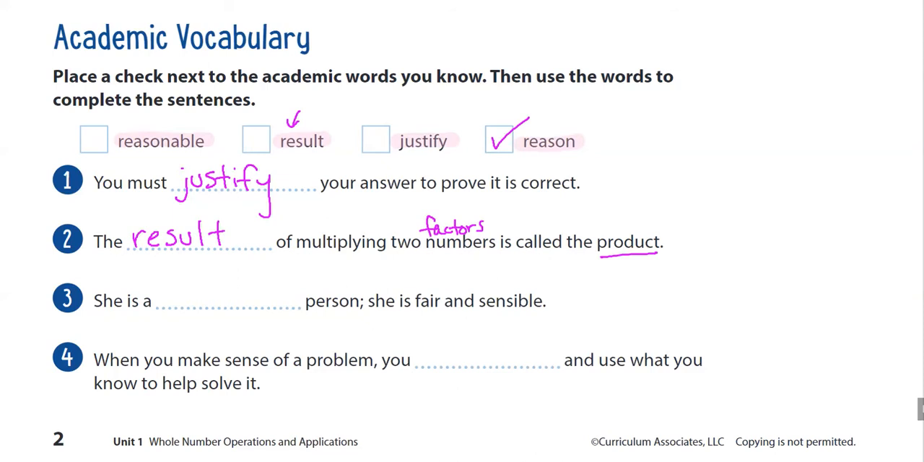She is a blank person. She is fair and sensible. She is a reasonable person, or she is a reason person? I'm going to go with reasonable. Fair and sensible. Makes sense. Reasonable makes sense.